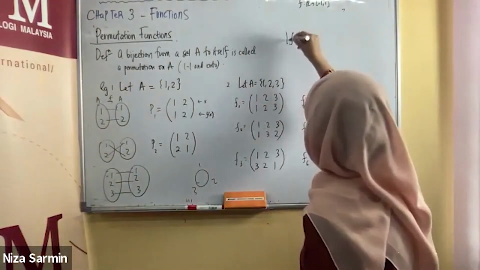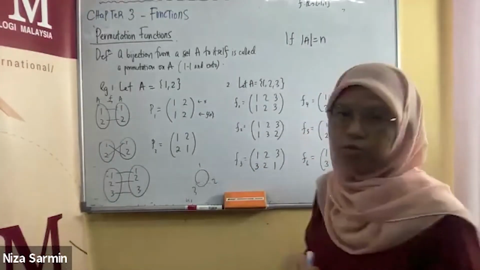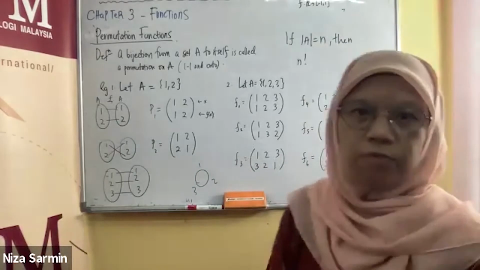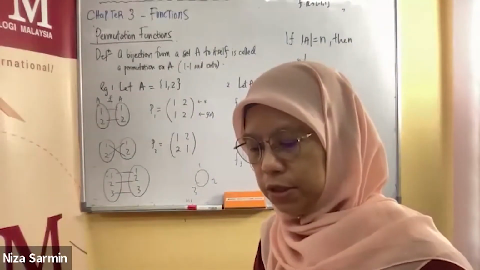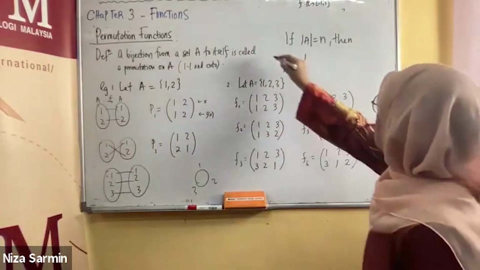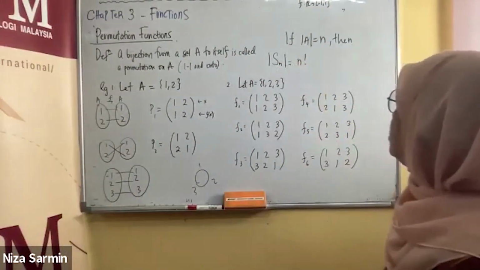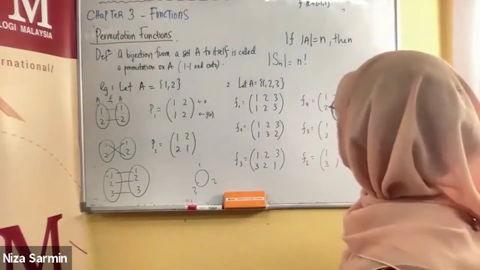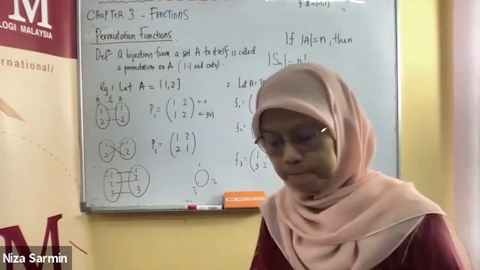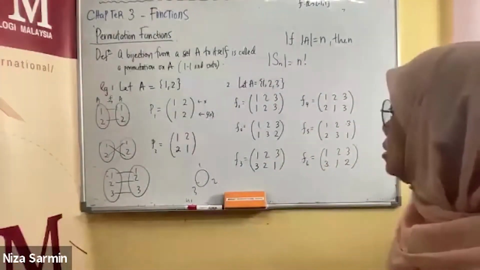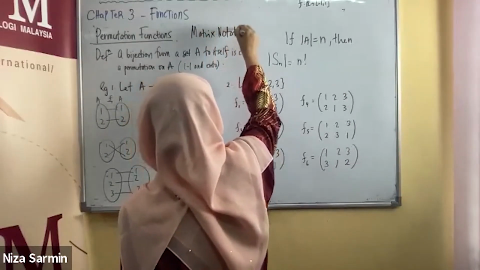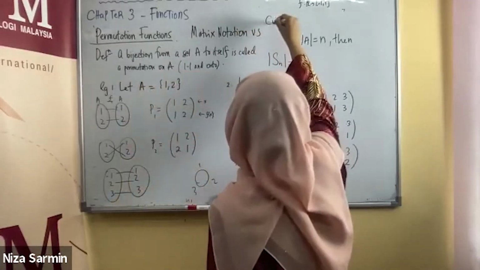And in short, if we have n elements of A, then we have n factorial number of permutations. We call it S sub A or S sub n. The number of permutations, S of A, or just in general S of n, if the order of A is n. The next one is, this is called matrix notation. The other one, we call it cycle notation.